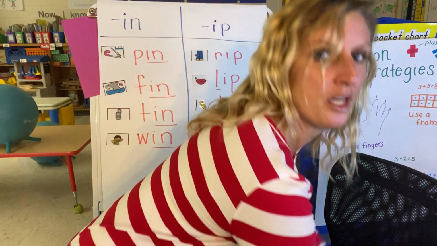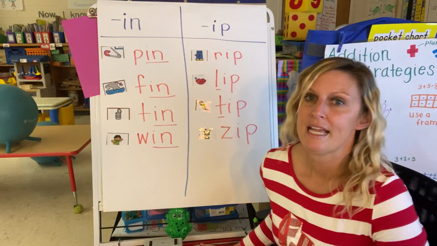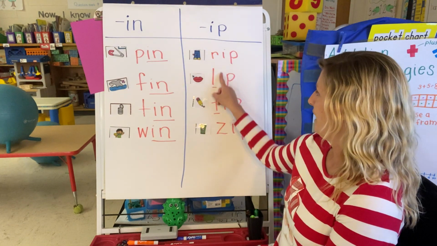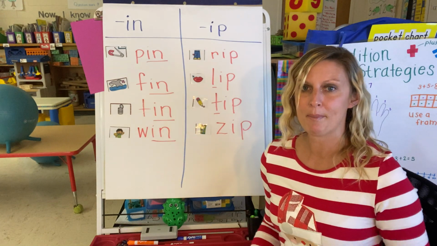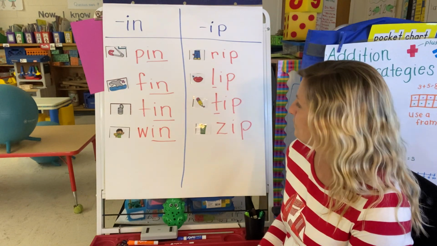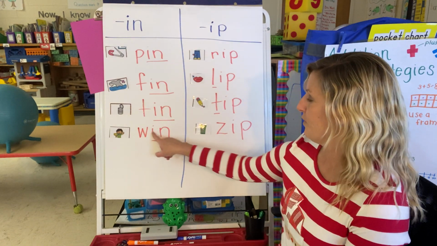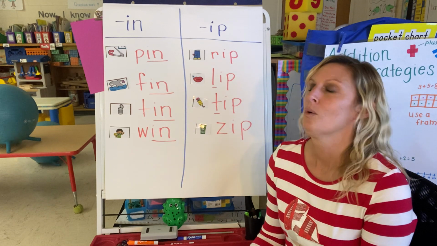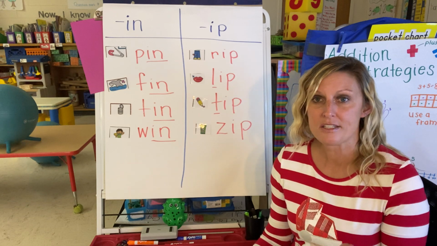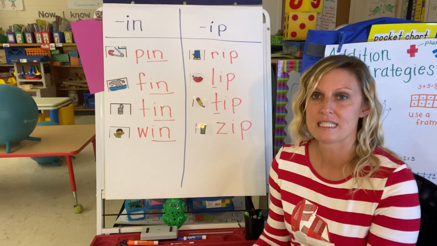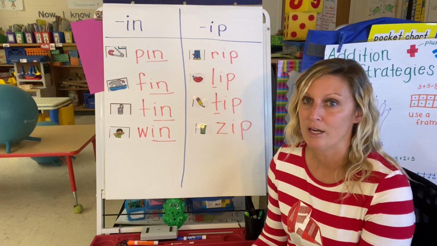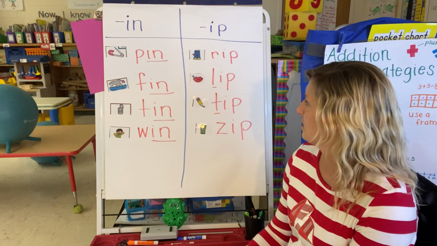Very good. Now what I want you to do on your piece of paper at home is choose one of these N words and one of the IP words that you wrote, and make a sentence with it. For example, if you chose the word win, you could write the sentence, I win the game. Don't forget to start your sentence with an uppercase letter, put a space between all your words, and a period at the end of your sentence. Or if it's a question, you'll put a question mark like we talked about, okay?